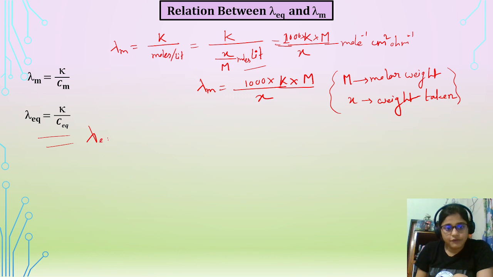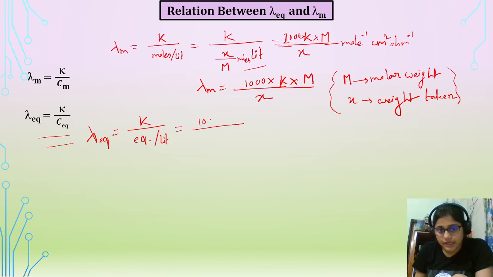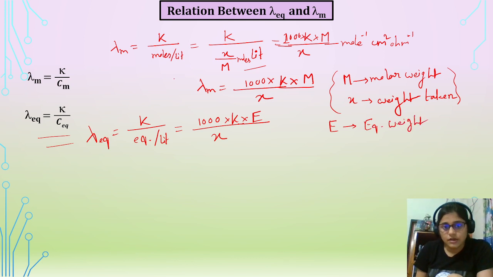So lambda equivalent will be the same as this one, just the equivalence per liter, like normality. So it will be converted in the same way, kappa into E, the equivalent weight, not molar, and x, the same amount we have taken. So x is taken and now we have to write E also, this is equivalent weight. Okay, so this is equation number 2.